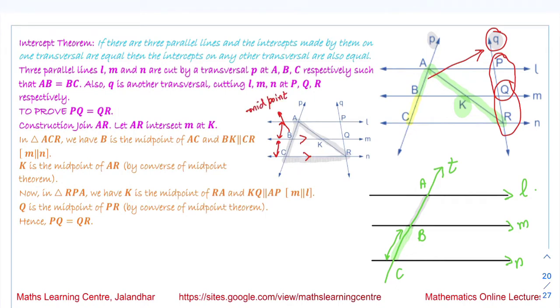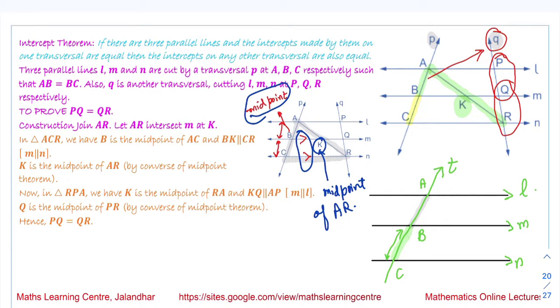So these two lines, these are parallel. B is the midpoint. So what we get from these two things, that these are parallel and this is the midpoint, is that K is the midpoint of here.